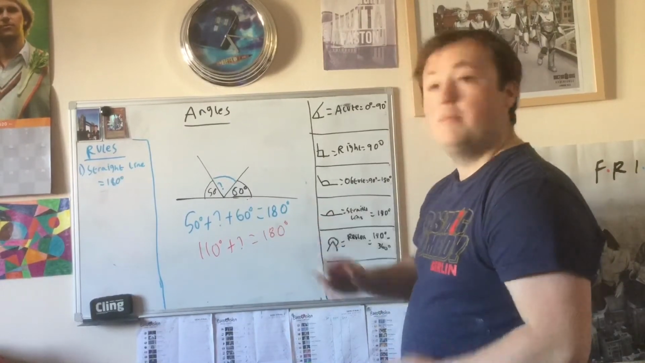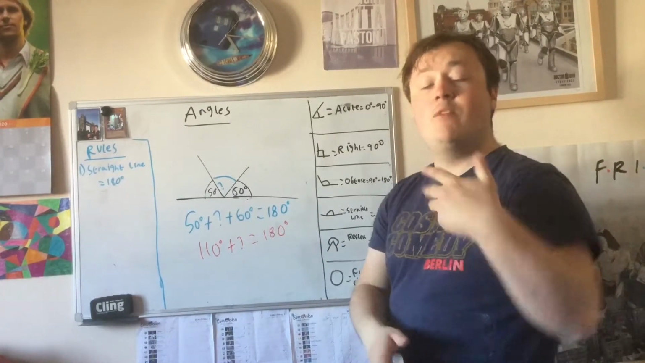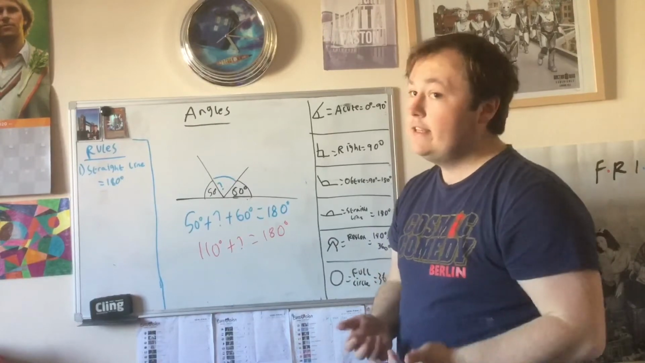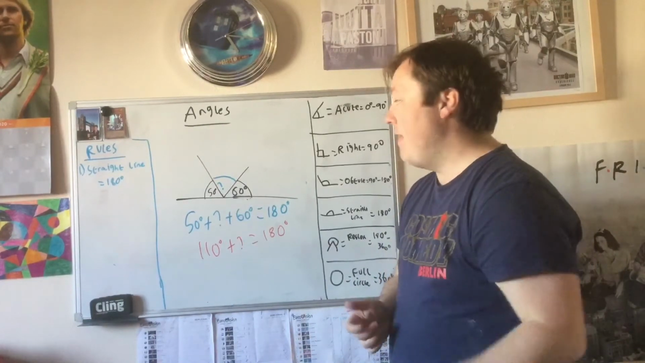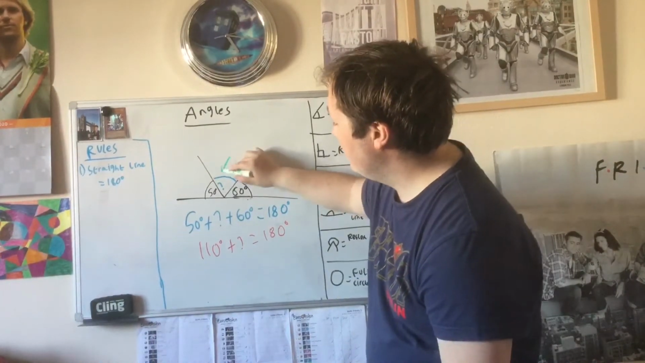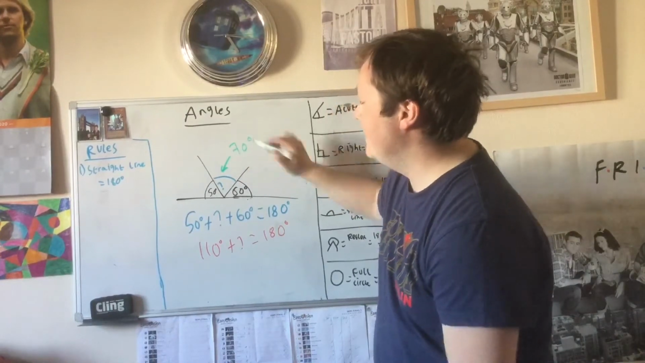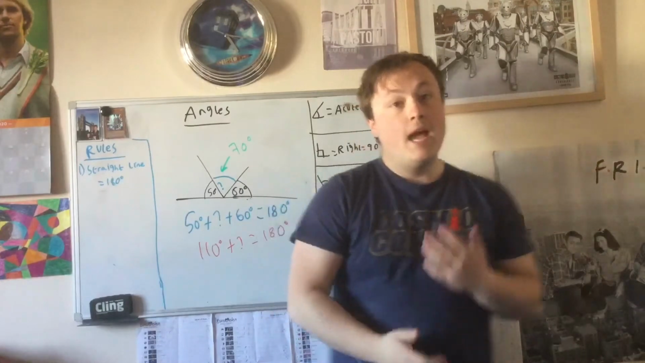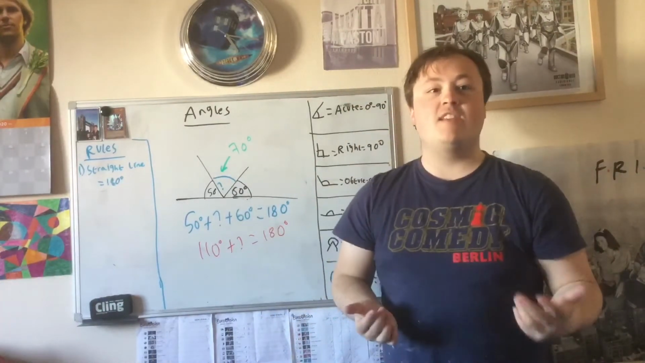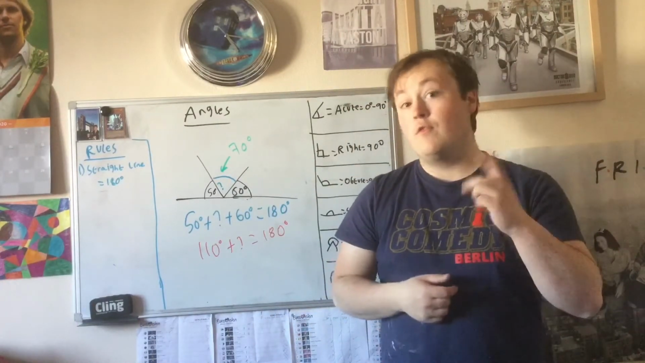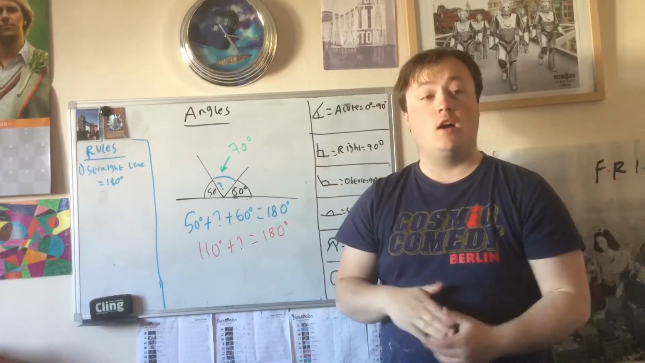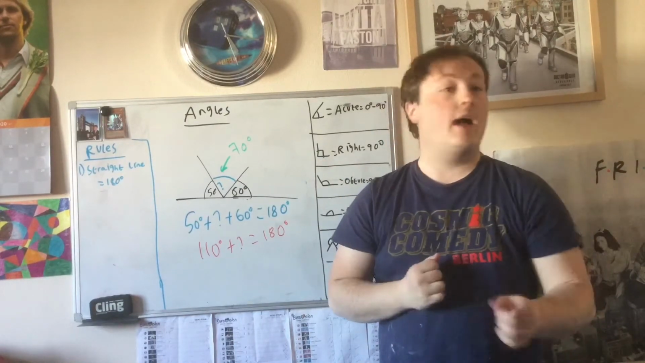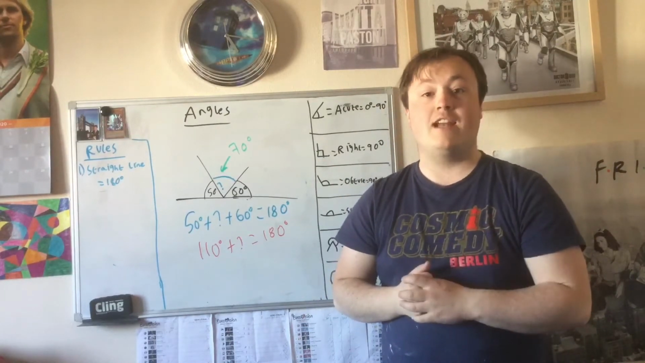So how do we find our missing angle? Well, we find what we need to add to 110 to get 180, and that will be 70 degrees. And that's how we find our missing angle. Some questions will say find the missing angle and give a reason. The reason you'd give for questions like this is angles in a straight line add up to 180.